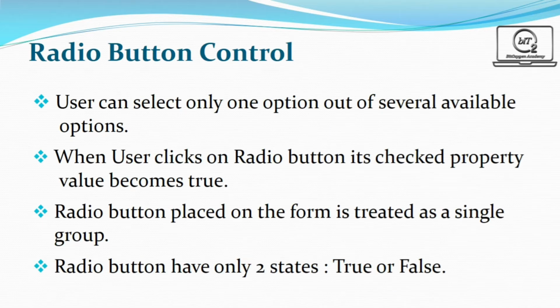Radio button control. Radio button control is also named as the option button. In this control, the user can select one option out of the multiple given options. The user can select one option within a group. Let's say there are three groups on a form. Then the user can select one option from each given group. When the user clicks on the option button, its Checked property will become true. The Checked property has two values, that is true and false.